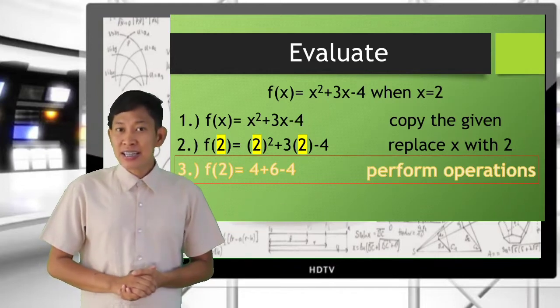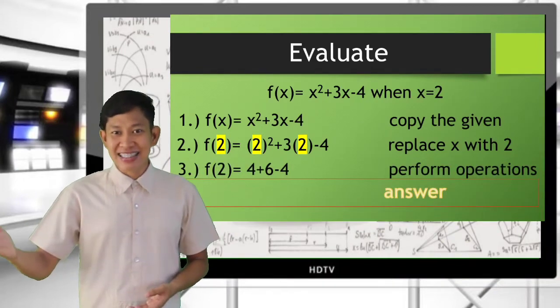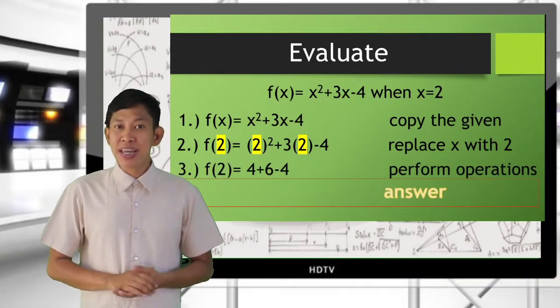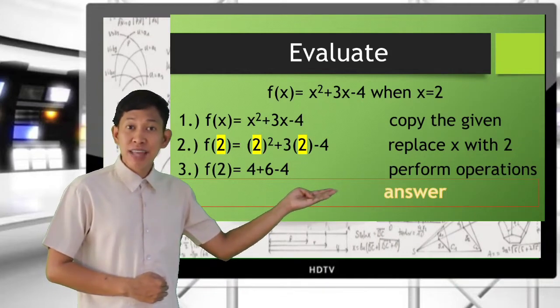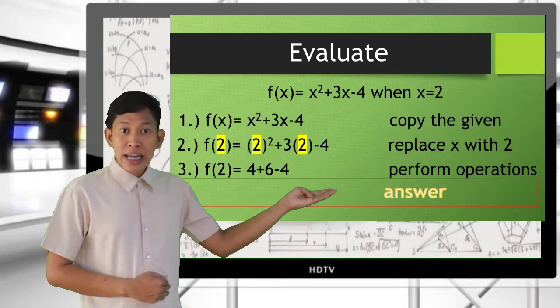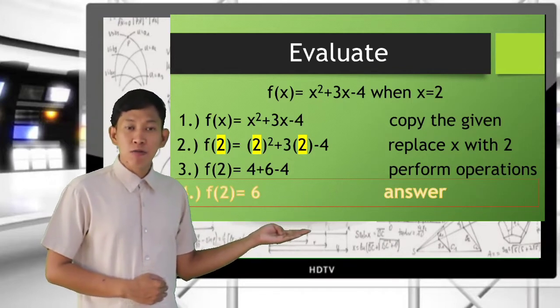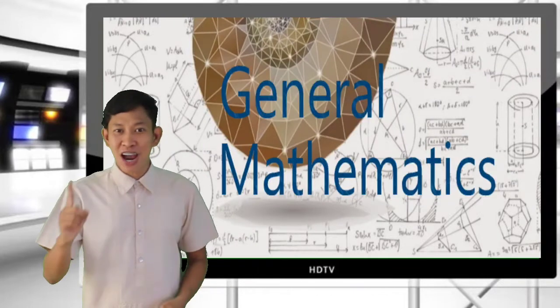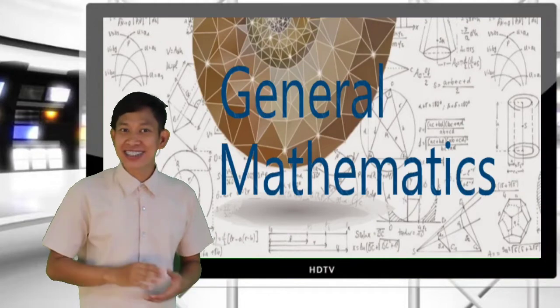And finally, the last step we have the final answer. So let's perform the remaining. So we have 4 plus 6 is 10 minus 4 is 6. So we have f of 2 is equal to 6. Good job! Okay, this time it's your turn.